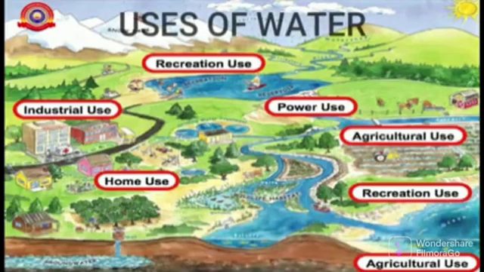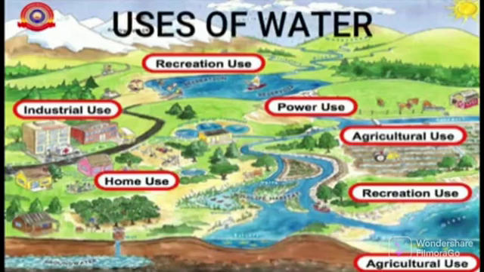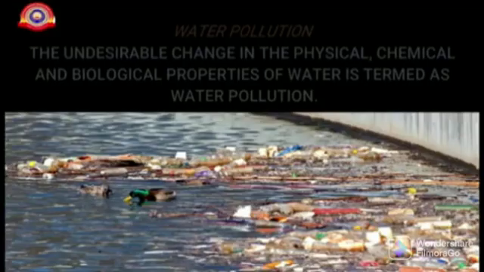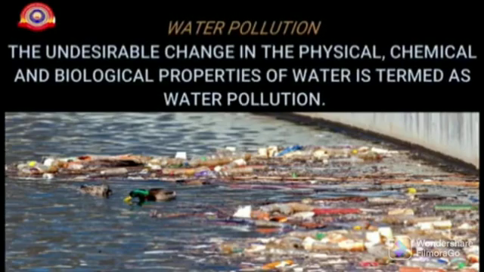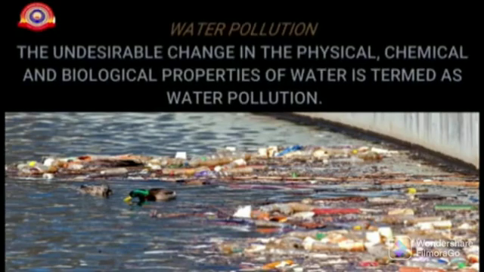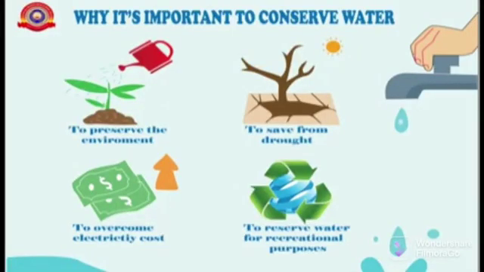What are the different uses of water? Recreational use, industrial use, home use, power use, and agricultural use. What is water pollution? The undesirable change in the physical, chemical, and biological properties of water is termed as water pollution. Why is it important to conserve water? To preserve the environment, to save from drought, to overcome electricity cost, and to reserve water for recreational purposes.